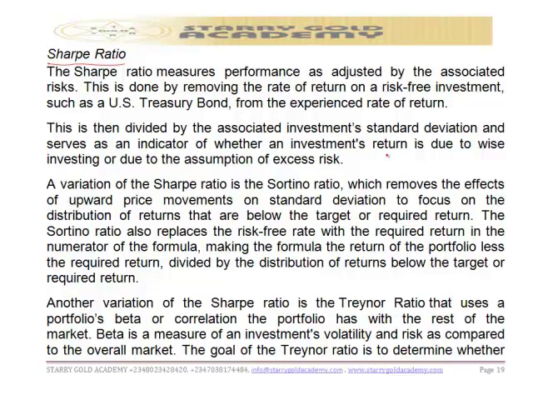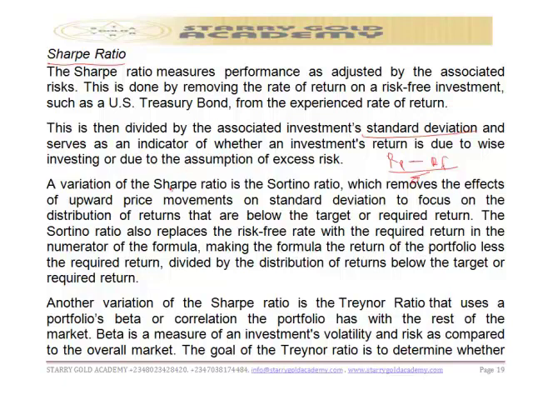The formula is the expected rate of return minus the risk-free rate, all divided by the investment standard deviation. This serves as an indicator of whether an investment return is due to wise investing or due to assumption of excess risk. The variation of this is what is known as the Sortino ratio.